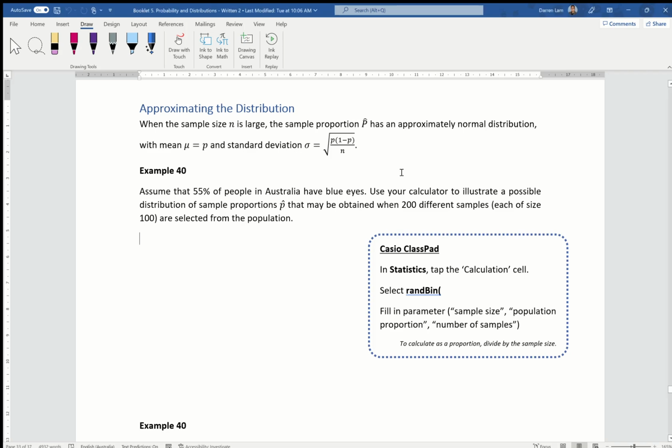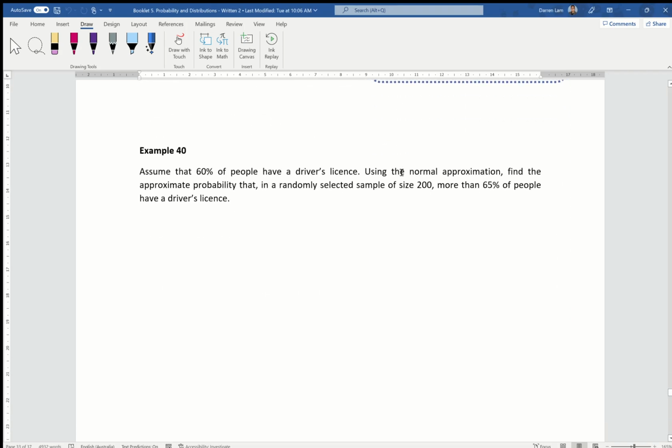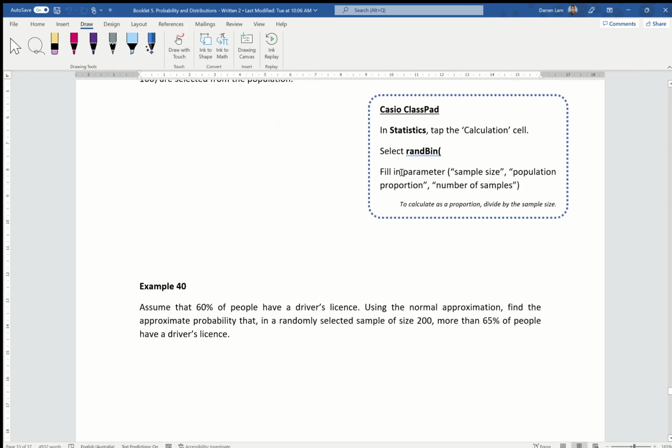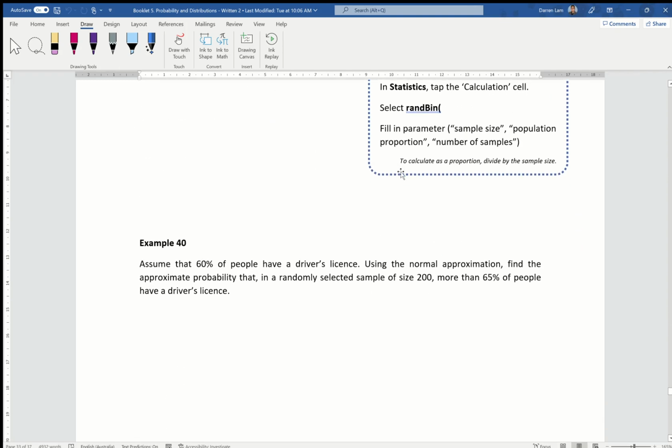So let's look down at Example 40, that should say 41. Assume that 60% of people have a driver's license. Using the normal approximation, again, normal approximation, find the approximate probability that in a randomly selected sample size of 200, more than 65% of people have a driver's license.